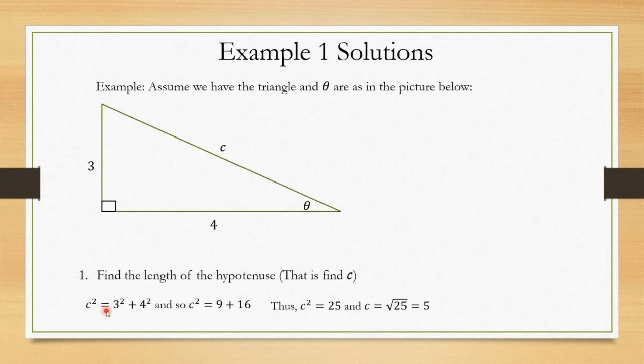We have C squared is equal to 9 plus 16, and this is, as we know, 25. So C squared is 25. We know the square. How do we get the number? We take the square root. So C is the square root of 25, which is just 5. So we know the length of the third side, the hypotenuse in this case.